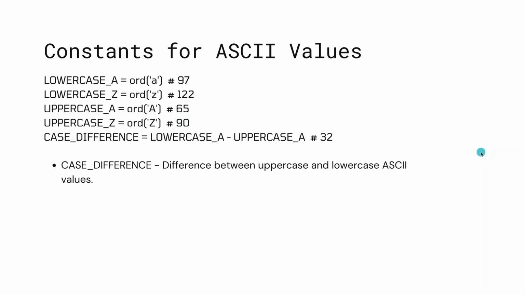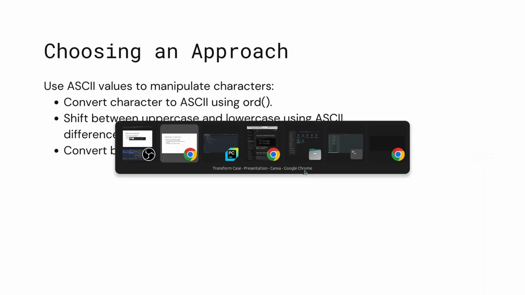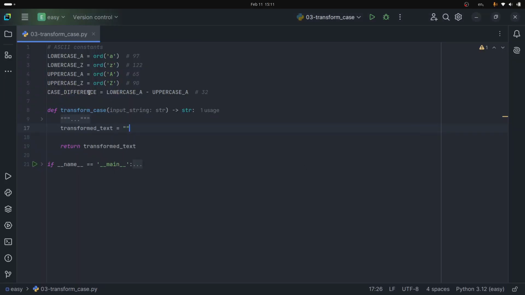So let's get to the code. These are the steps we're going to use. Okay, so the ASCII constants that I had mentioned earlier, we have them here. These are the ones we're going to use: lowercase a, z, uppercase A, Z, and then the case difference that we're going to use for the transformation.